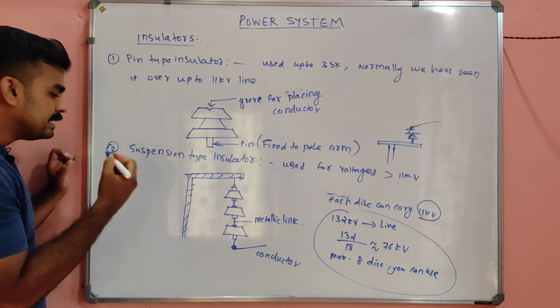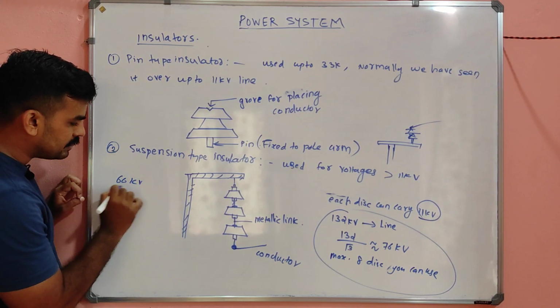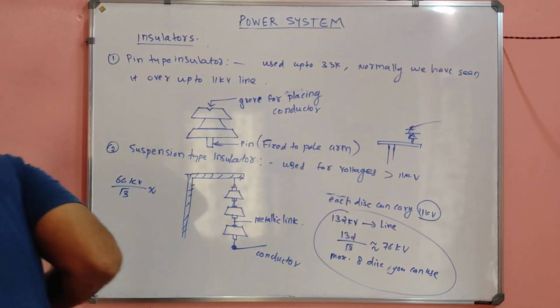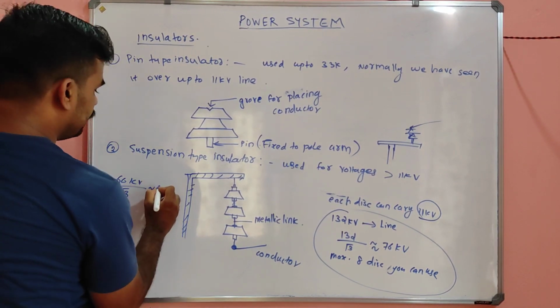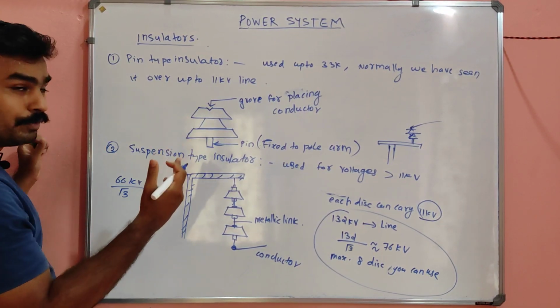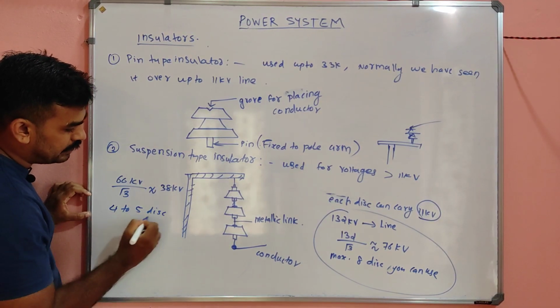For example, a 66 kV line, my dear. 66 kV means 66 divided by √3, which is nearly again equal to 38 kV. So 38 kV means 11 into 4, 44. So a maximum of 4 to 5 discs can be used.